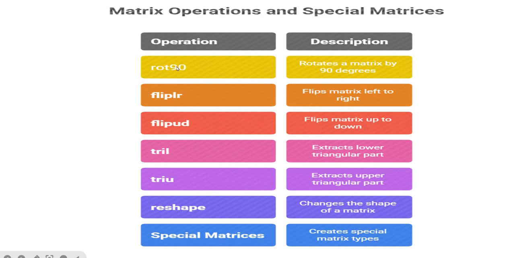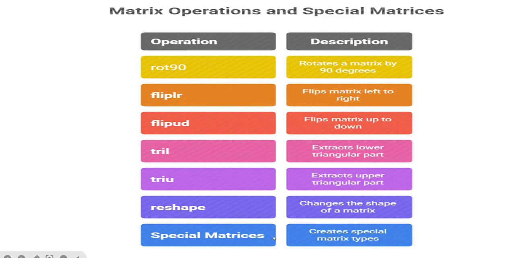First is the ROT 90 degrees, that is, it will rotate a matrix by 90 degrees in the counterclockwise direction. Then you have flip LR, which will flip the matrix from left to right. Next is flip UD, which will flip the matrix from up to down. Then you have TRIL, which will extract the lower triangular part of the matrix. Next is TRIU, which will extract the upper triangular part of the matrix, and then you have reshape, which will change the shape of the matrix. And I have listed some special matrices which will create some special matrix types.